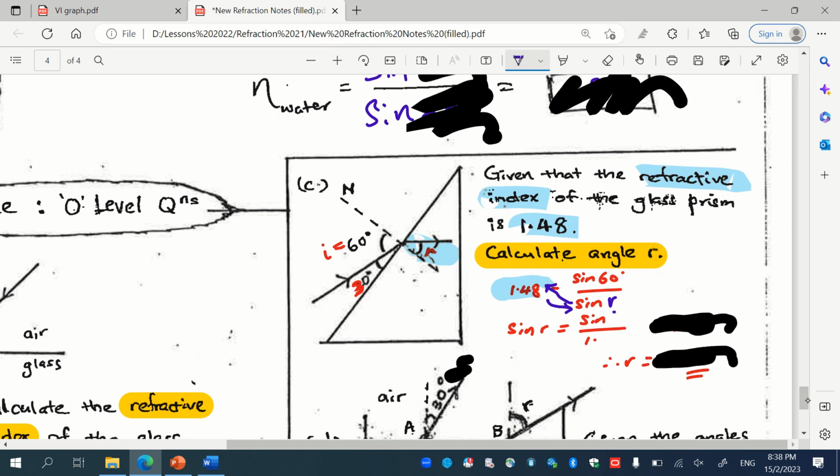So sine R equals sine 60 over 1.48. Then do your inverse sine. Sine 60 over 1.48 is 0.585. Let me write that more clearly.